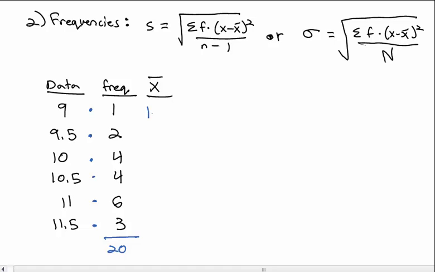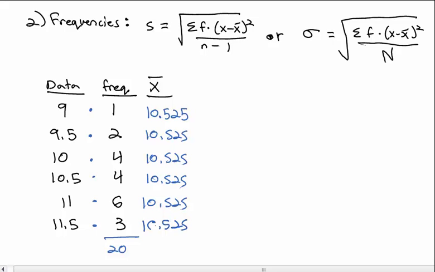we get x bar, or a mean of 10.525. So that's x bar. Now we start working out our formula.